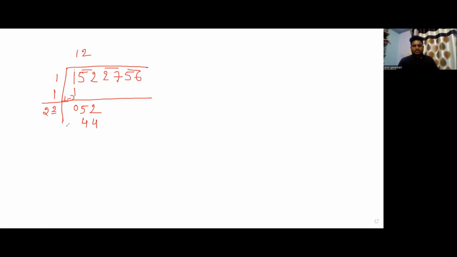44. In division, I have to always take a number which is smaller than the given number. If I take 23, it will cross 52. This is higher. What is 52 minus 44? 52 minus 44 is 8.